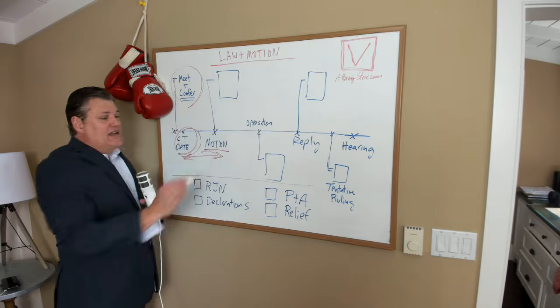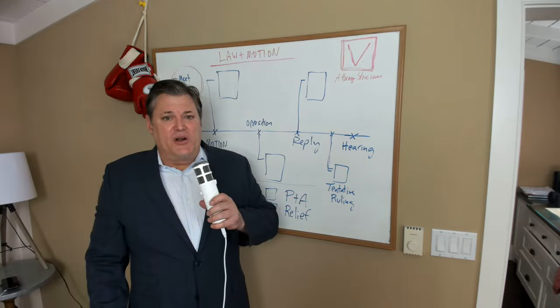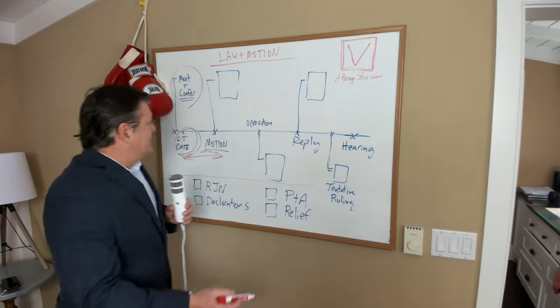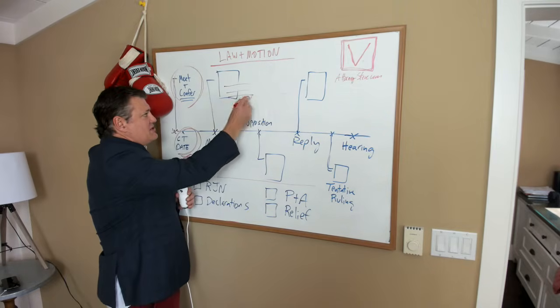Step 3, you file the motion. Now, your motion is essentially a pleading. It's on your pleading paper, and it's going to be telling the judge, here's what's going on.